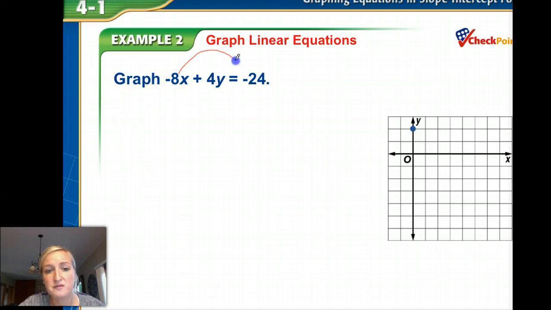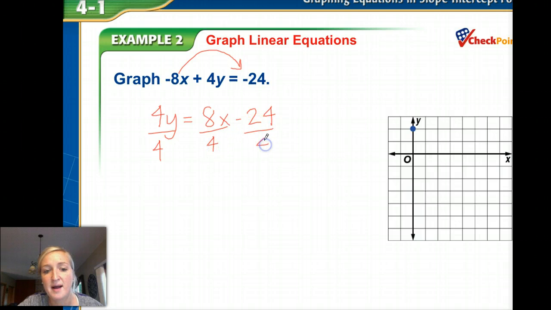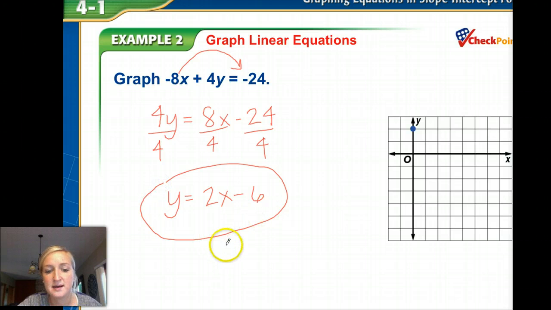The first thing I'm going to do is move this x over. So my equation reads 4y equals a positive 8x minus 24 when I move it to this side of the equal sign. Now my last step, I need to solve for just y, not 4y. So I'm going to divide each one of them by 4. And my equation is y equals 2x, negative 24 divided by 4 is negative 6. So here is my y equals mx plus b, and m, my slope, is 2, and my y-intercept is negative 6.